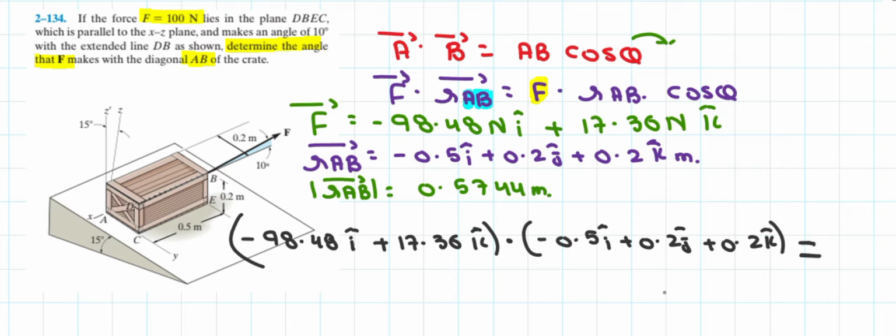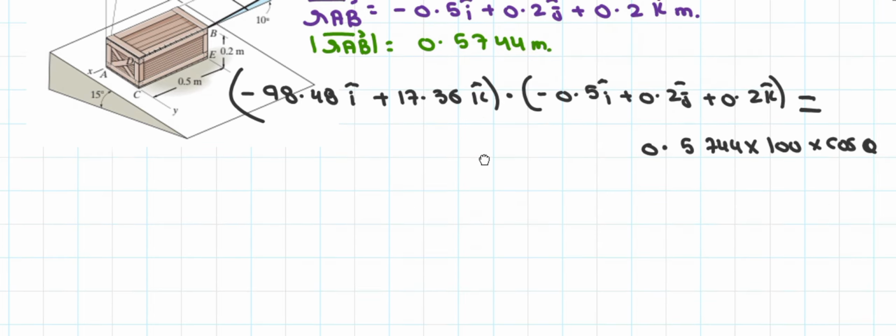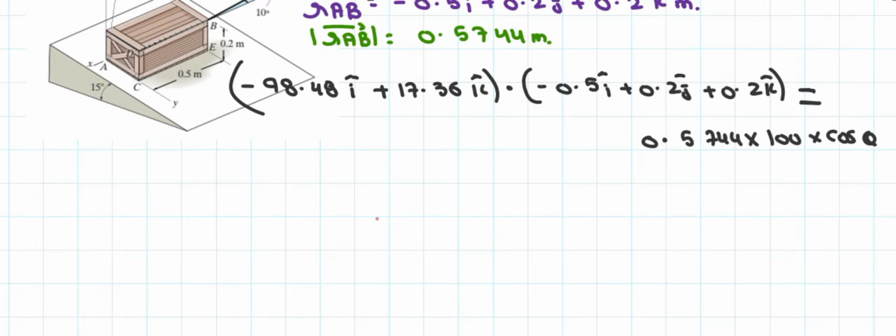So which is equal to the magnitude of RAB, which is 0.5744, into the magnitude of force, which is given according to the equation, and it is nothing but 100, and into cos of theta, which we are going to find out. So I'll just scroll it down a little bit now, and this is nothing but simple calculation. Just multiply i with i and k with k, because in dot product we always multiply the like vectors.